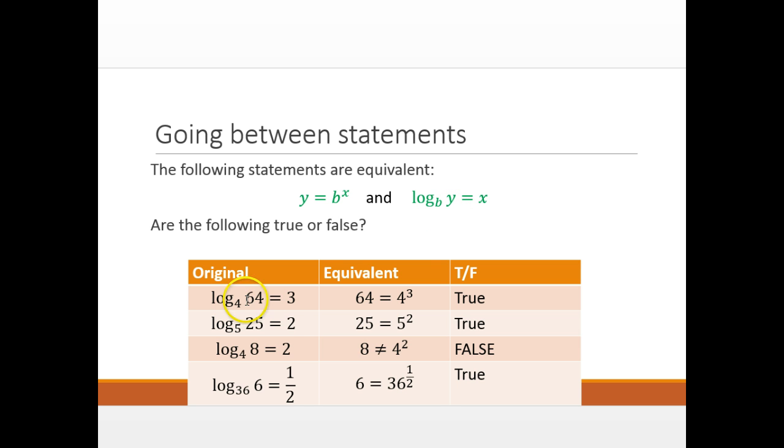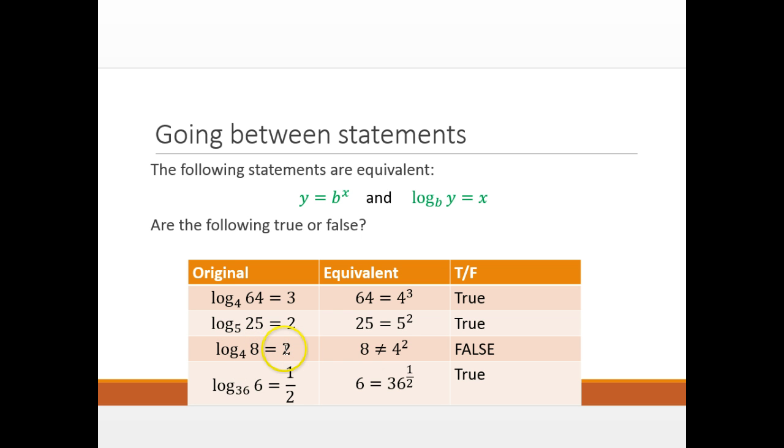So log base 4 of 64 equals 3. The equivalent expression would be: my base is 4, my exponent is 3, because logs give us exponents. 64 equals 4 cubed. That's a true statement. Log base 5 of 25 equals 2. My base is 5, my exponent is 2. So 5 squared equals 25. That's also true.